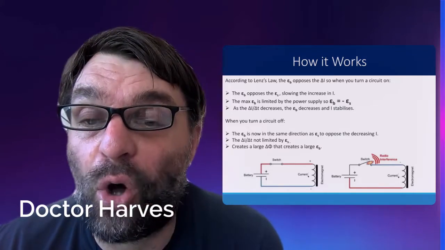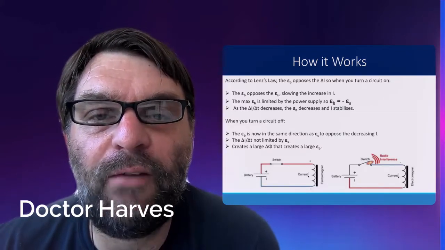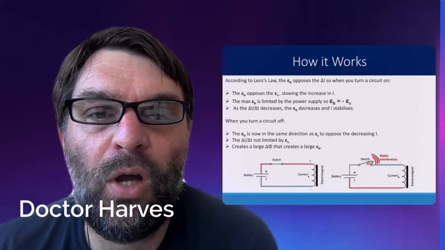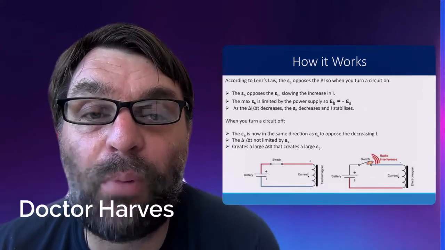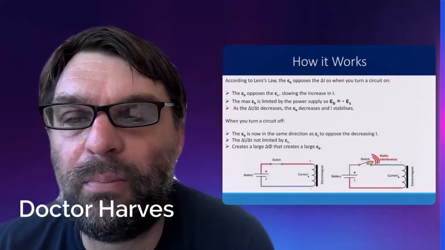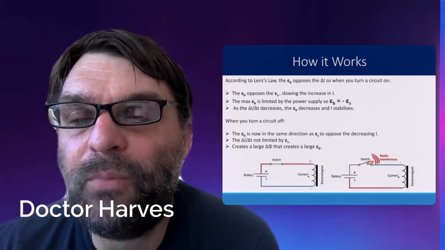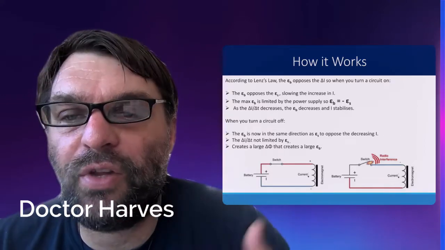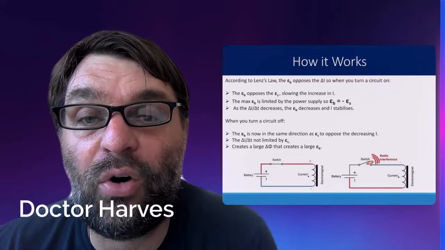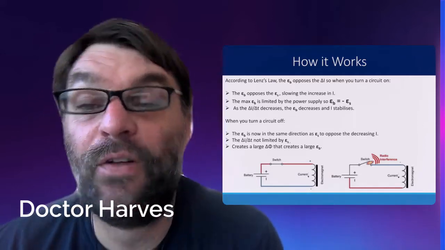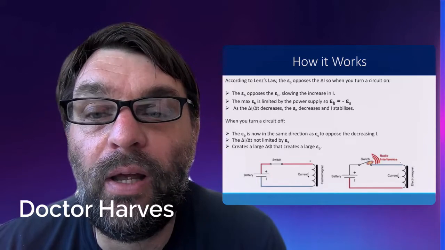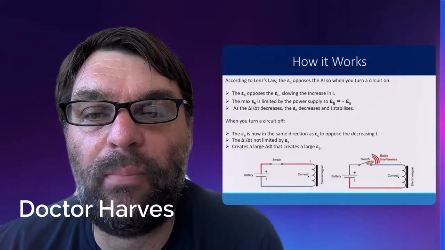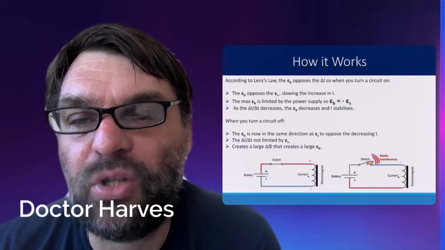Okay, so when you're turning the circuit on, the change in current will be positive, so therefore the back EMF will be negative to oppose this increase in current. This also means that the back EMF is limited by the supply EMF, so the maximum back EMF will equal the negative of the supply EMF. But of course, due to the fact that you've got this back EMF working, the change in current over change in time will decrease over time, to the point, using the equation in the previous slide, that the back EMF will basically decrease over time until it becomes zero, and the current will stabilize to the maximum current.